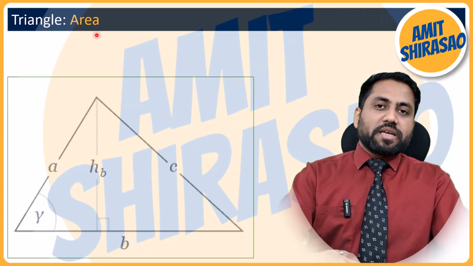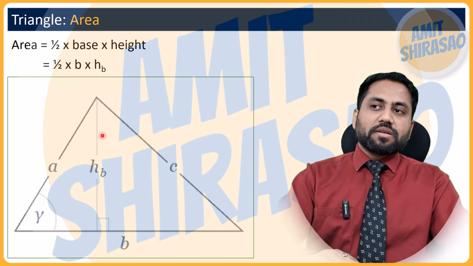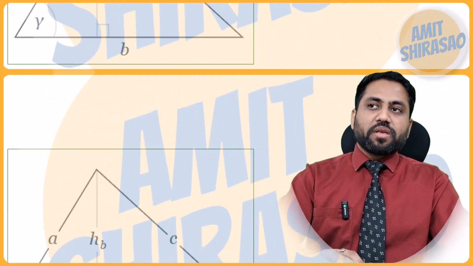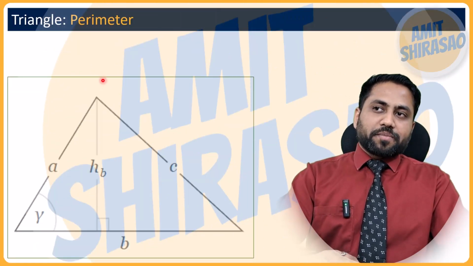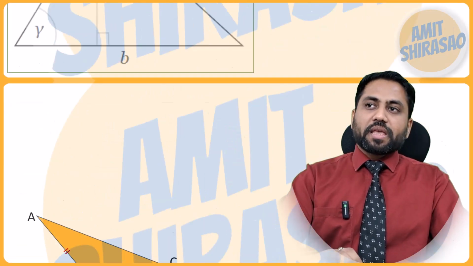Then what is the area of a triangle? Area of the triangle is half of base into height. Let us say this is the base and this is the height, then it is half of base into height. What is the perimeter of a triangle? Perimeter means sum of all the sides, so it is a plus b plus c.